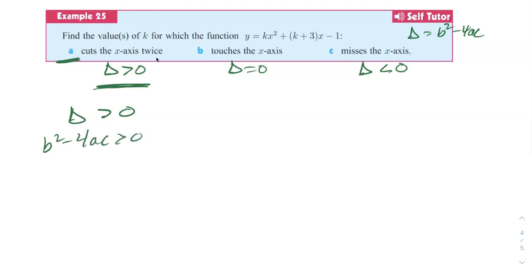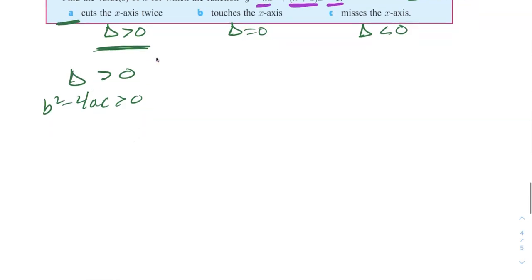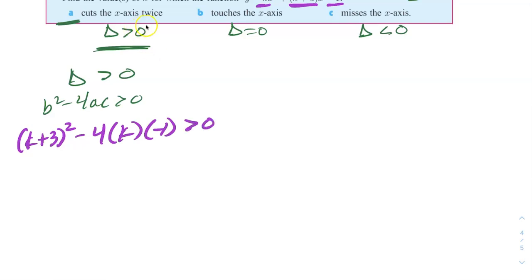Well, what are a, b, and c? A is the coefficient of x squared, so just k. B is the coefficient of x, so k plus 3. And c is the constant term. So we plug that all in here: k plus 3 squared minus 4 times a, which is k, times c, which is negative 1. I want that to be greater than 0 because we want to cut the x-axis twice. So we just have to solve this.